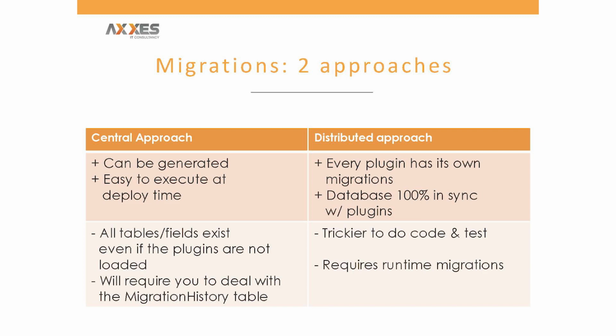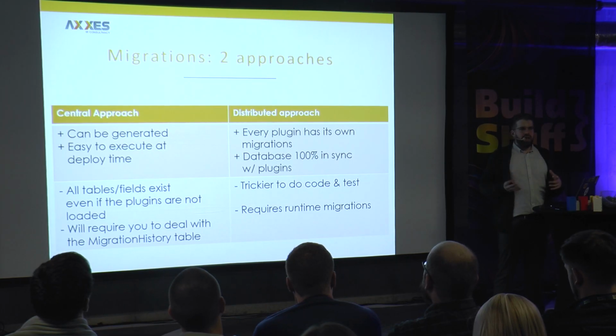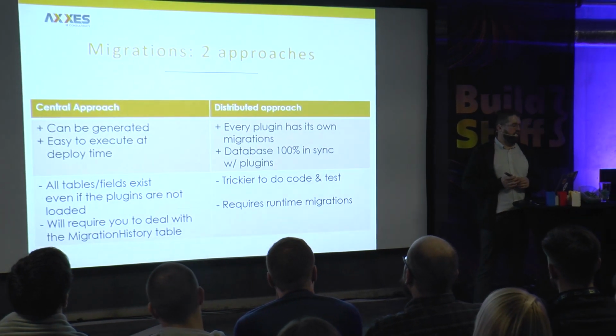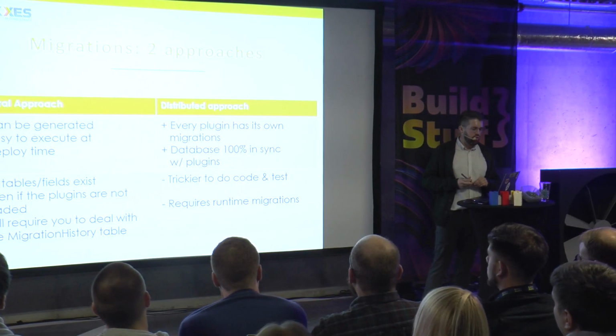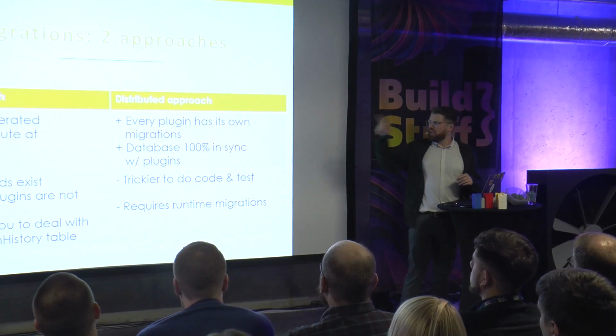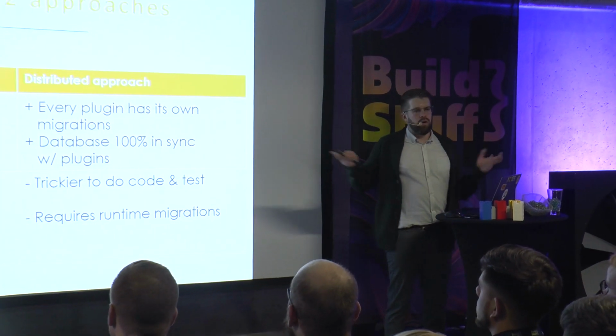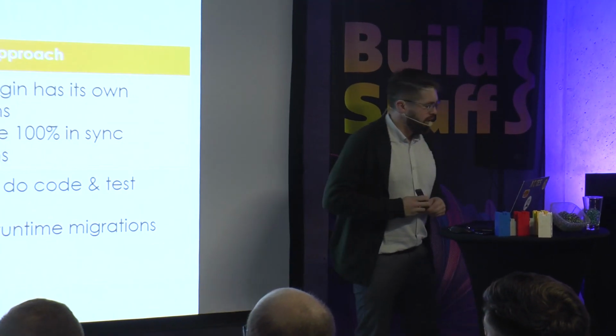But then your database will have all the columns, even for all the types that you're not using. But the cool thing is you can run those migrations at deploy time. It will require you to mess a little bit with the migration history table. I'll come back to that in a second. On the other hand, you can take another approach, where every plugin handles its own migrations. There are also some scenarios where you might want to do that. We ended up using the left one. I'm a fan of the right one, so that's why you get both.